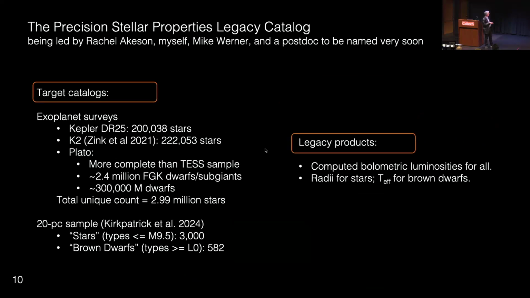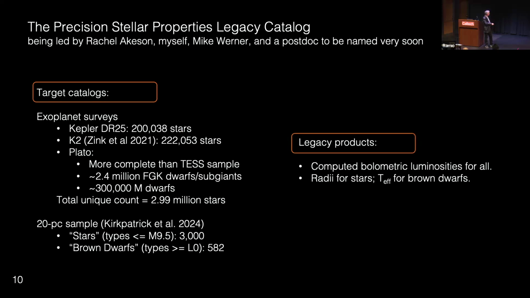particular legacy product. So the target catalogs for the first part is a potential exoplanet host star catalog. And what we've done here is we've taken the 200,000 stars from Kepler DR25, we've taken another 200,000 stars from K2, and we've taken the list from PLATO, which is more complete than the TESS sample. We have about 2.4 million FGK dwarfs and subgiants in that list, and about 300,000 M dwarfs, which gives a total unique count of just under 3 million sources. So that is all for potential exoplanet host characterizations.